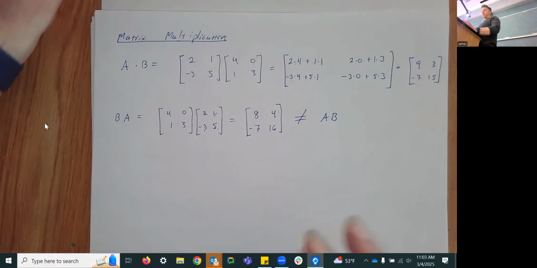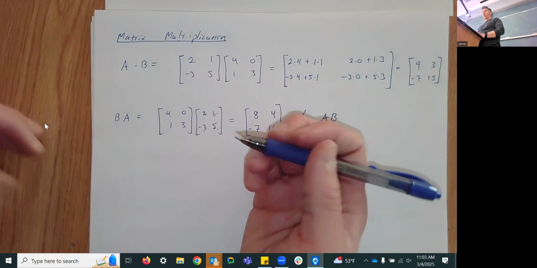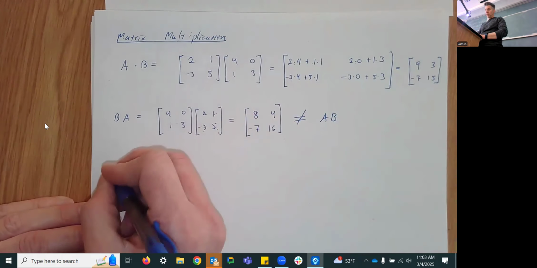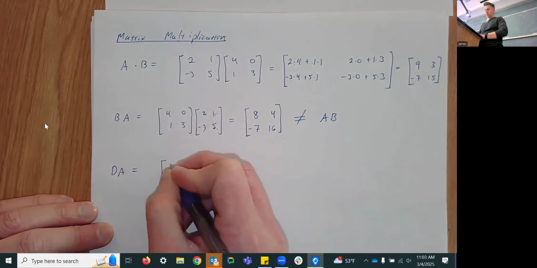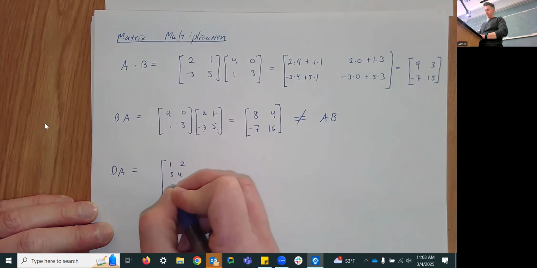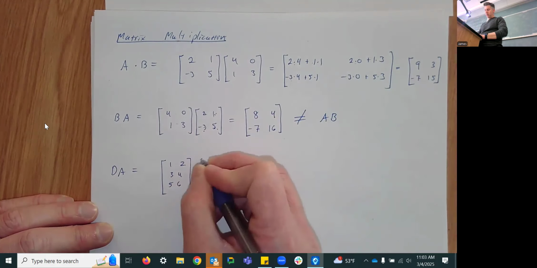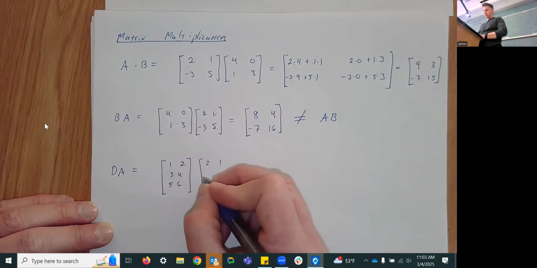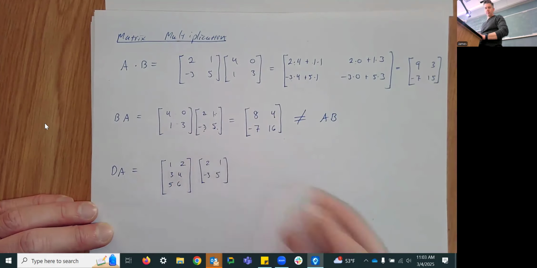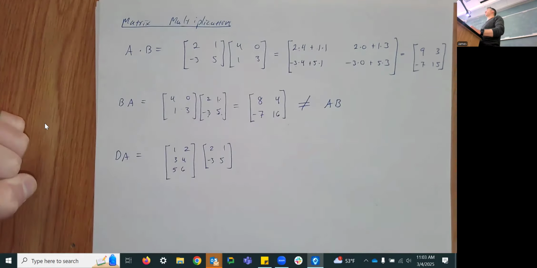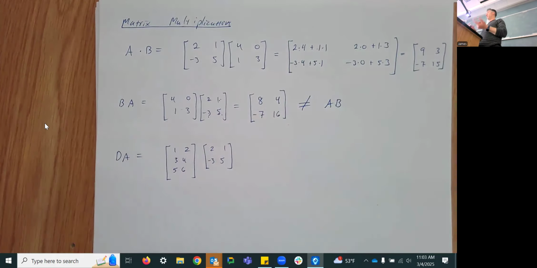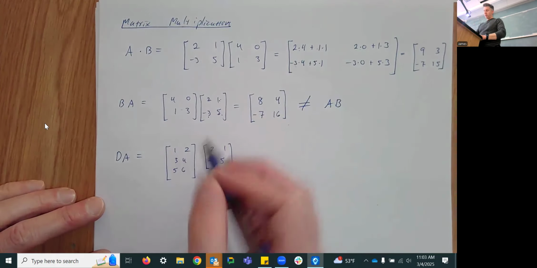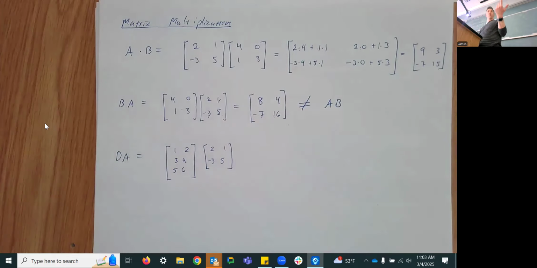So matrices don't have to be the same size to get multiplied together, though. For example, we totally could multiply D times A. D is a 3 by 2 matrix: 1, 2, 3, 4, 5, 6. A is a 2 by 2 matrix: 2, 1, negative 3, 5. And the dimensions match in the right way. Because when you do a row of the first matrix with a column of the second matrix, there's the same number of entries. My rows have 2 entries, my columns have 2 entries, so that's going to work.